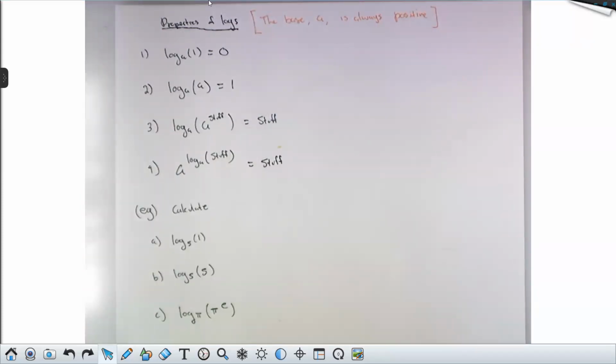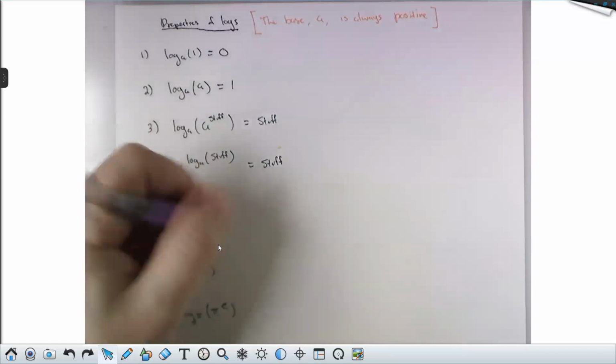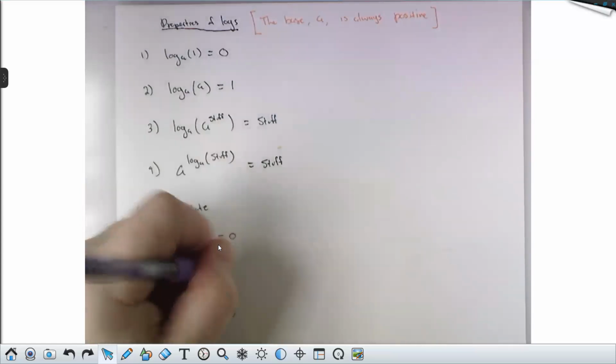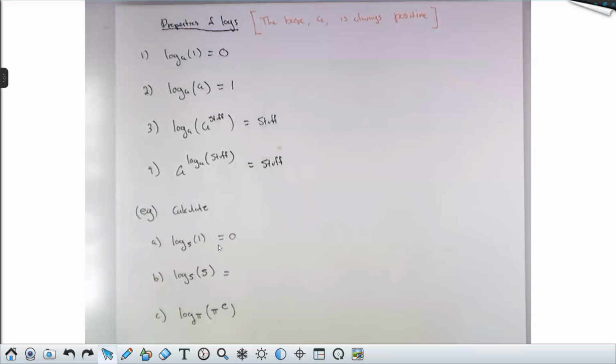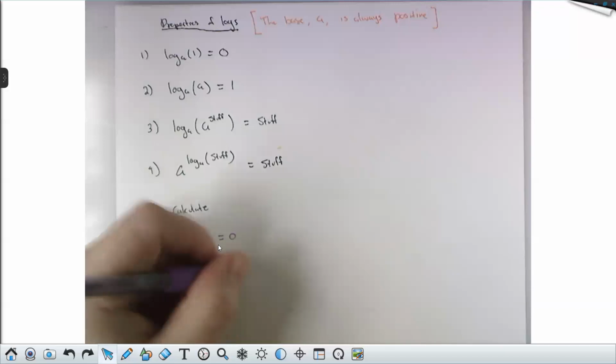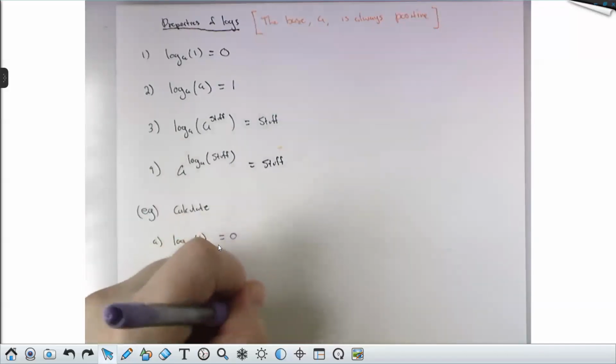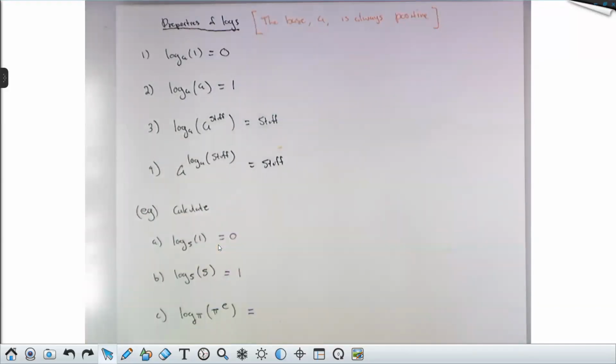All right, what's the base 5 log of 1? No calculator involved here, just what is this? 0. Definitely 0, right? Base a log of 1 is always 0 for any base. What's the base 5 log of 5? 1, because 5 to the 1 is 5. All right, how about this guy? What is the base pi log of pi to the e? What about property 3? Would that be e?